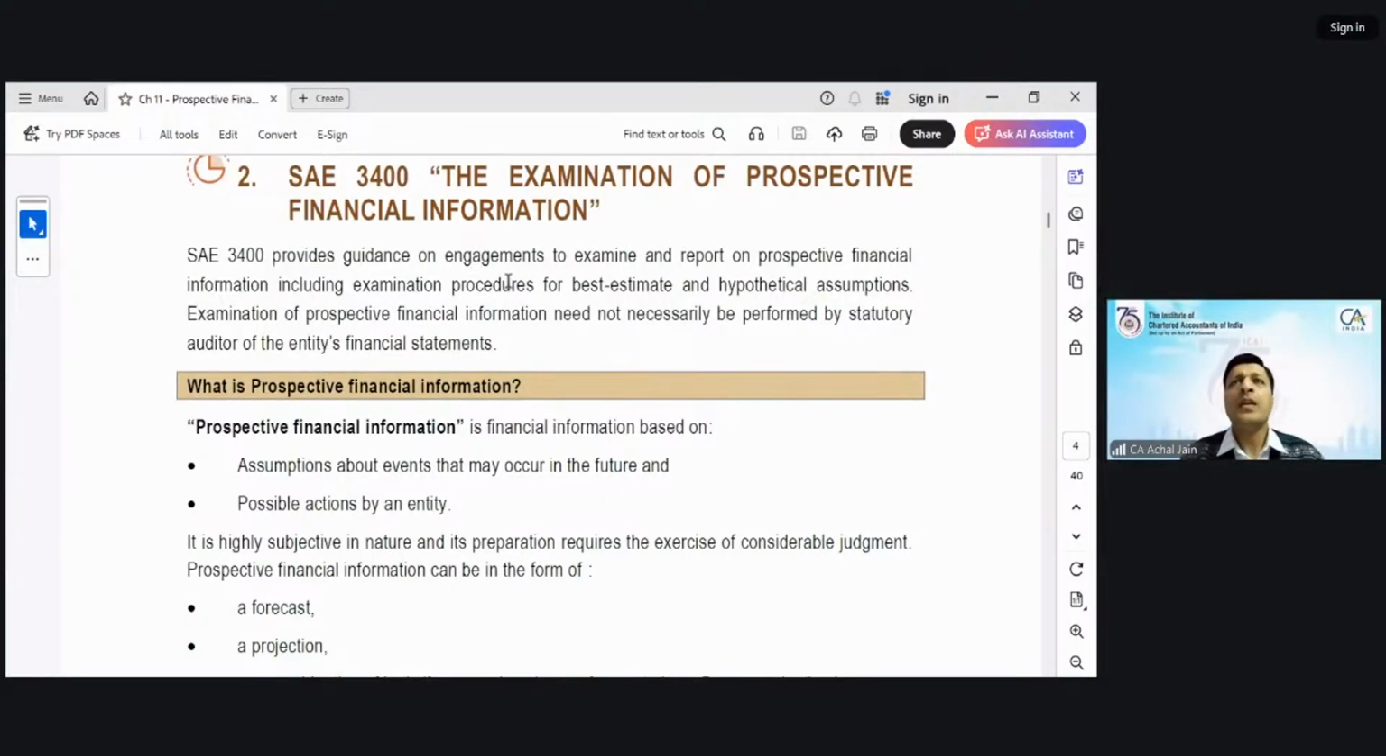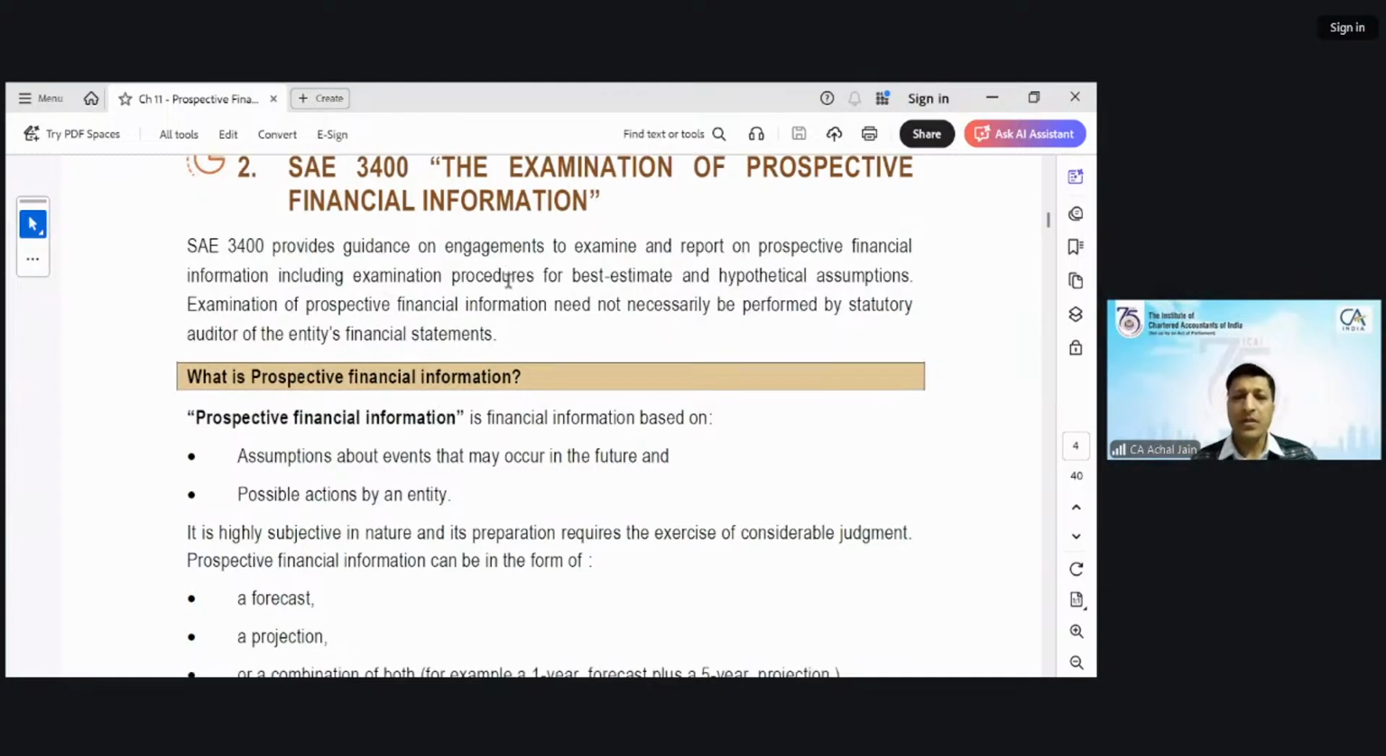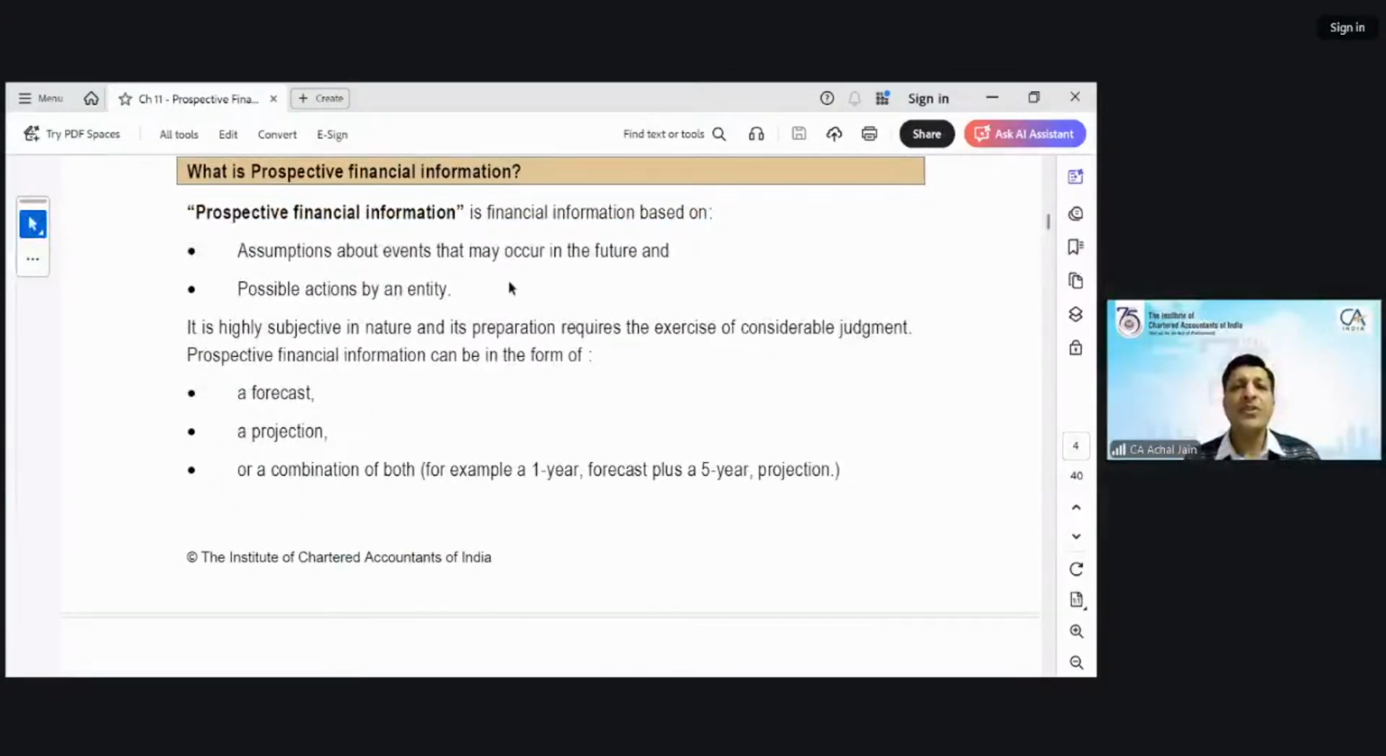Now, first of all, we should understand what prospective financial information is. Prospective financial information is financial information based on assumptions about events that may occur in the future and possible actions by an entity. Please understand that we are talking about financial information here. It could be about profitability, or about capex. There are various aspects about which financial information could be available.